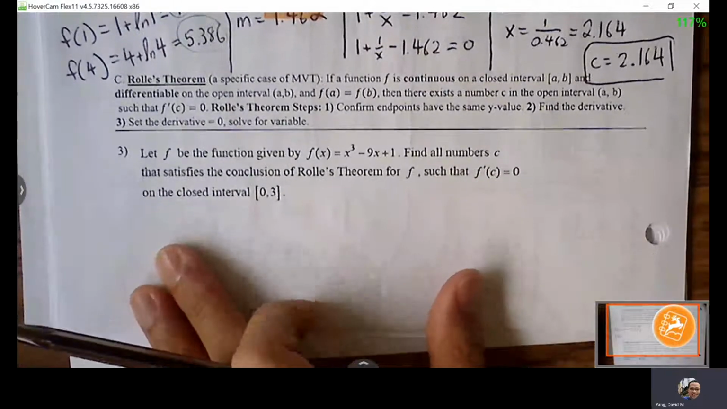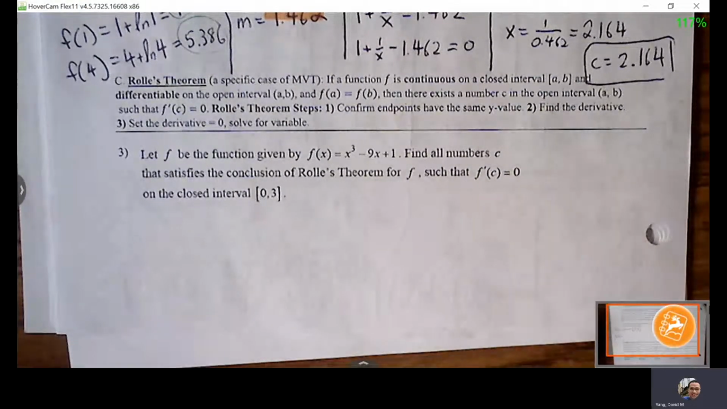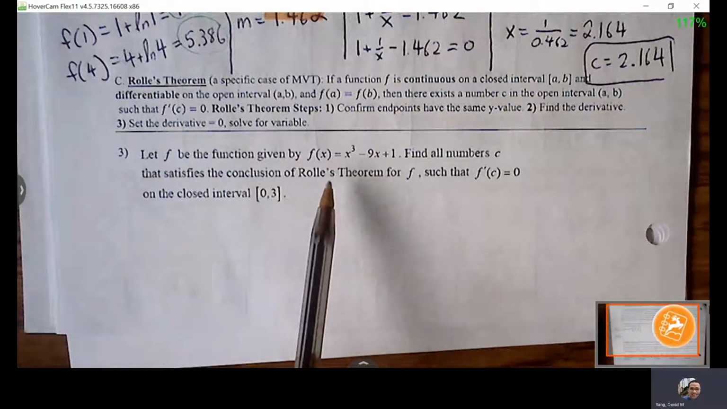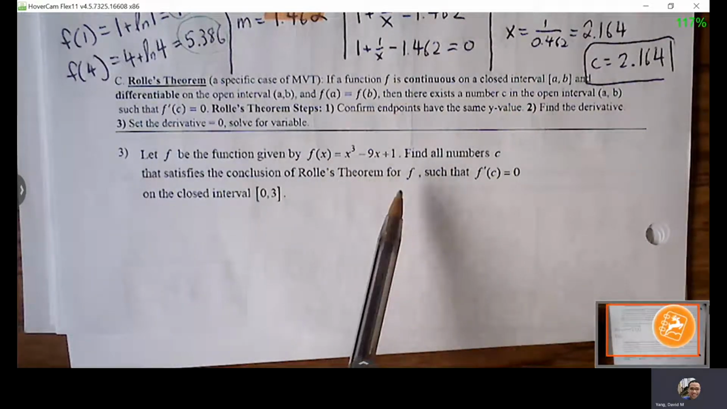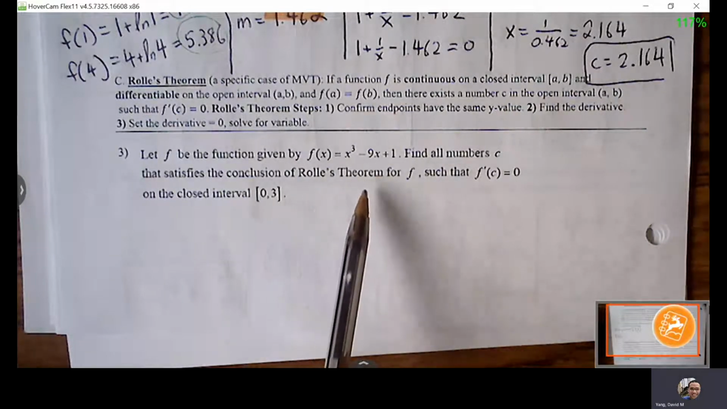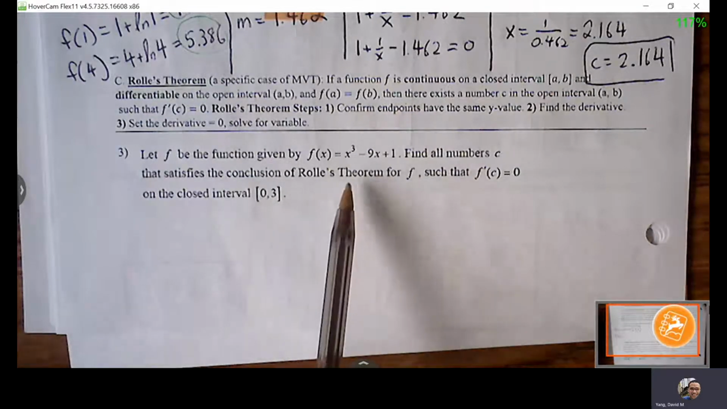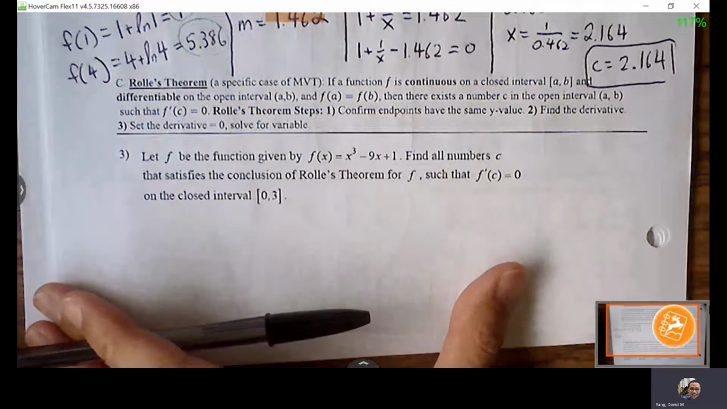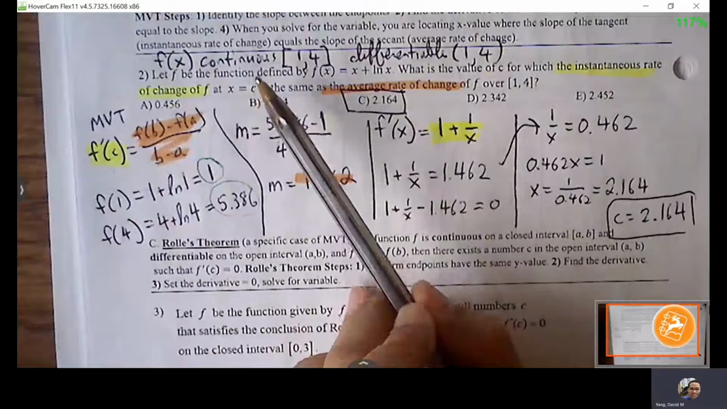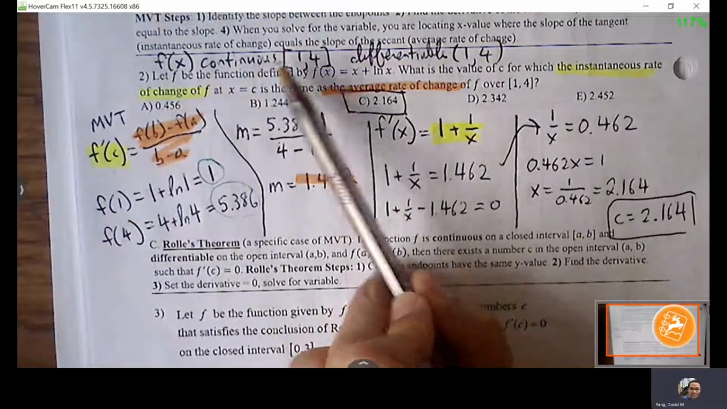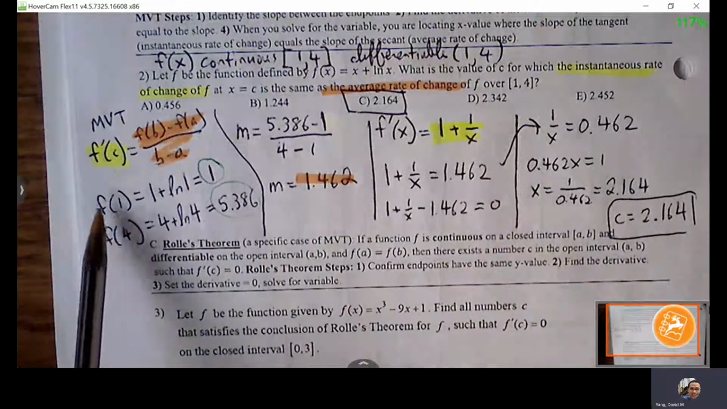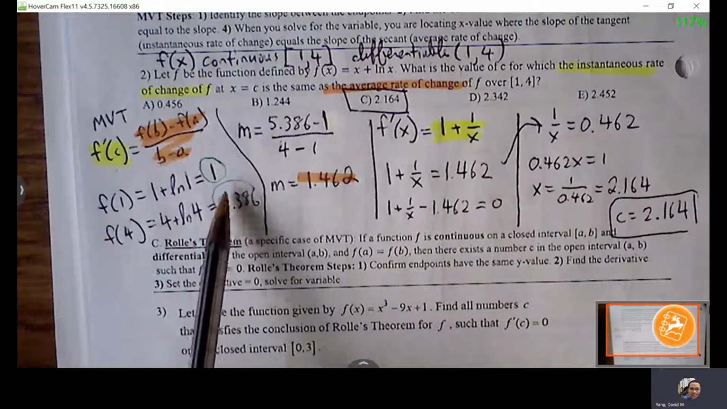Okay, so let's look at number 3. Let f be the function given by x cubed minus 9x plus 1. You've got a polynomial. Find all the numbers that satisfy the conclusion for Rolle's theorem such that f prime of c is equal to 0. Okay, so we have 3 conditions now with Rolle's theorem. We need a statement about continuity. We need a statement about differentiability. And then we also need to confirm that the endpoints are actually giving us the same y value.